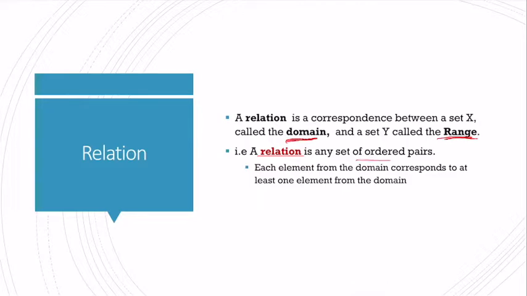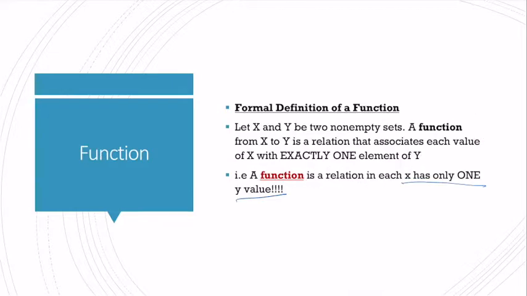A function from X to Y, so our function maps our domain to our range, is a relation where each X value has exactly one Y value. Okay, so each X has exactly one Y value. And the best way I've figured to describe this is with a vending machine.